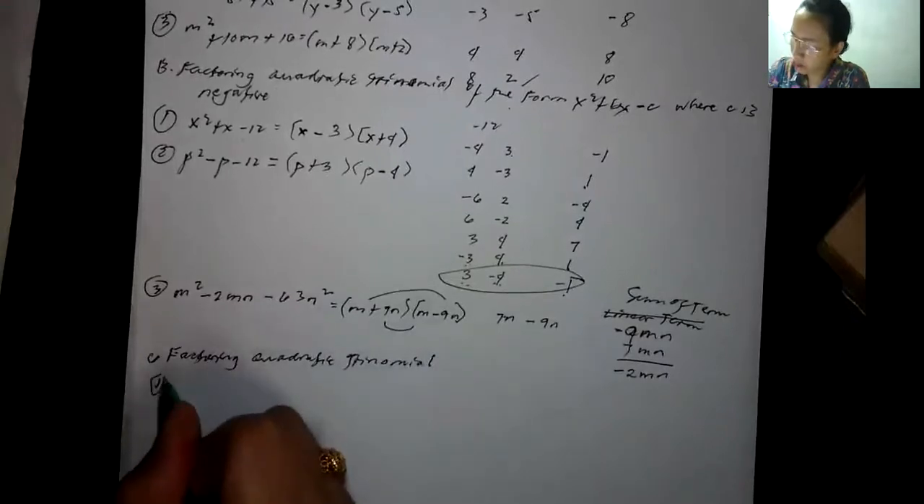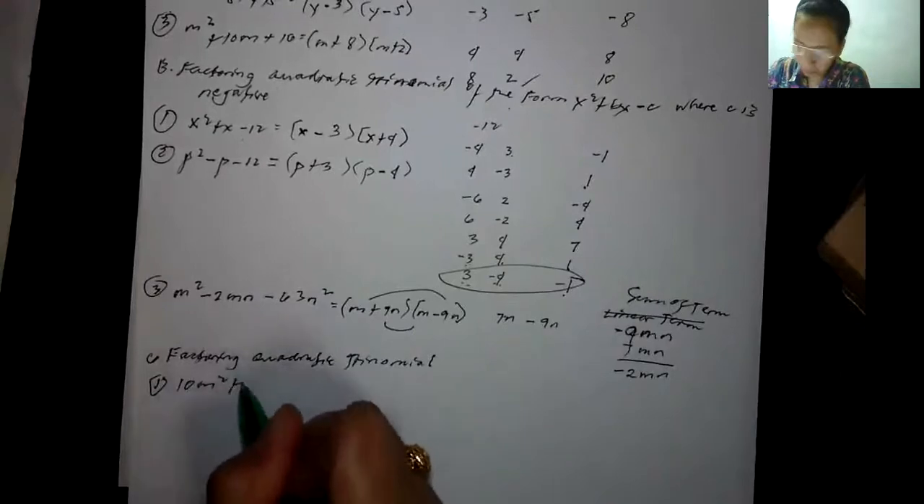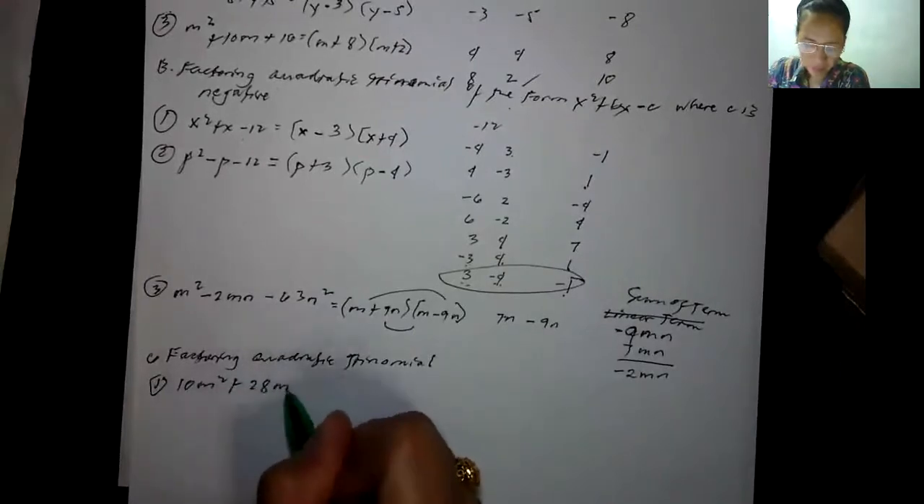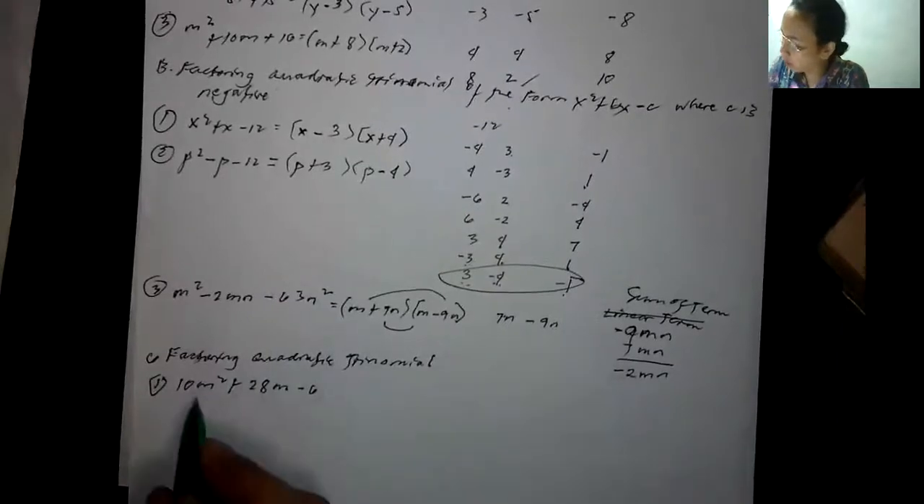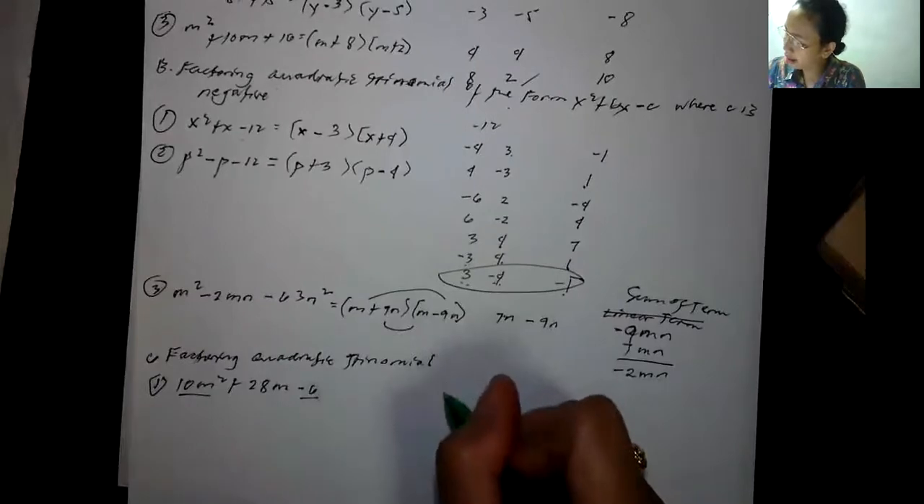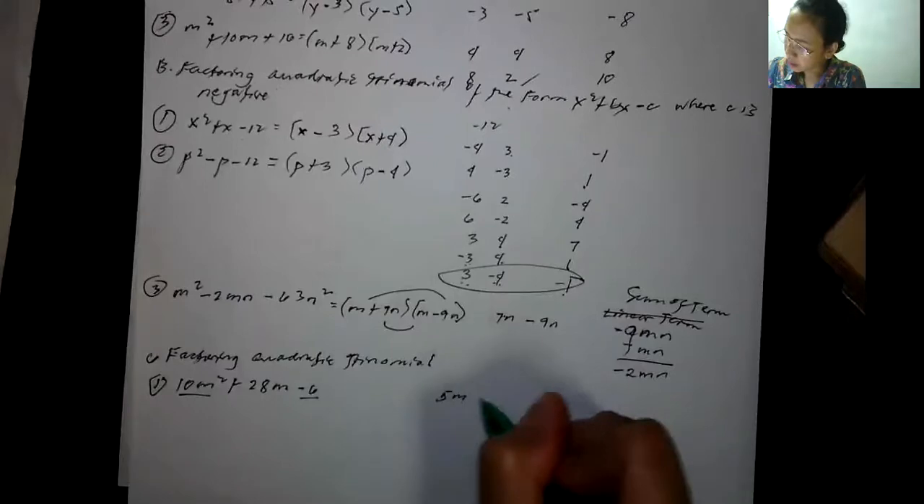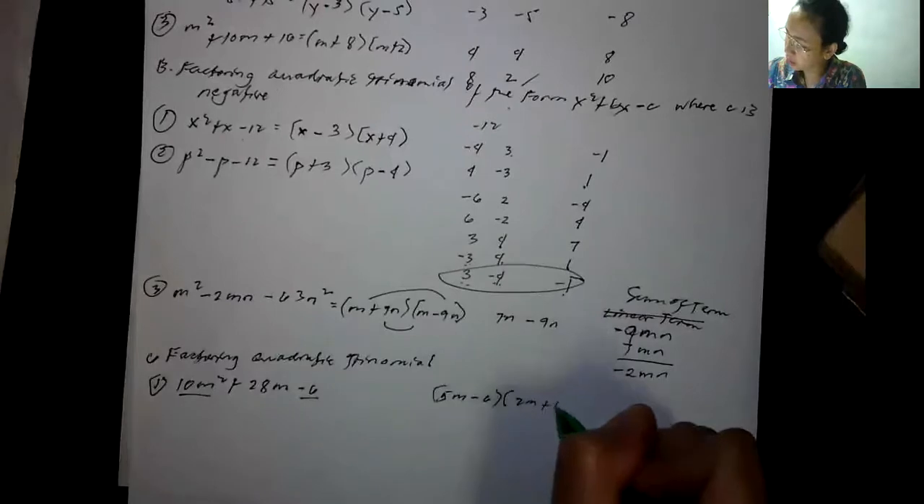Okay, for example, we have here 10m squared plus 28m minus 6. So let us have a possible factor of 10m and negative 6. So let us try 5m and then minus 6, and then also 2m plus 1.